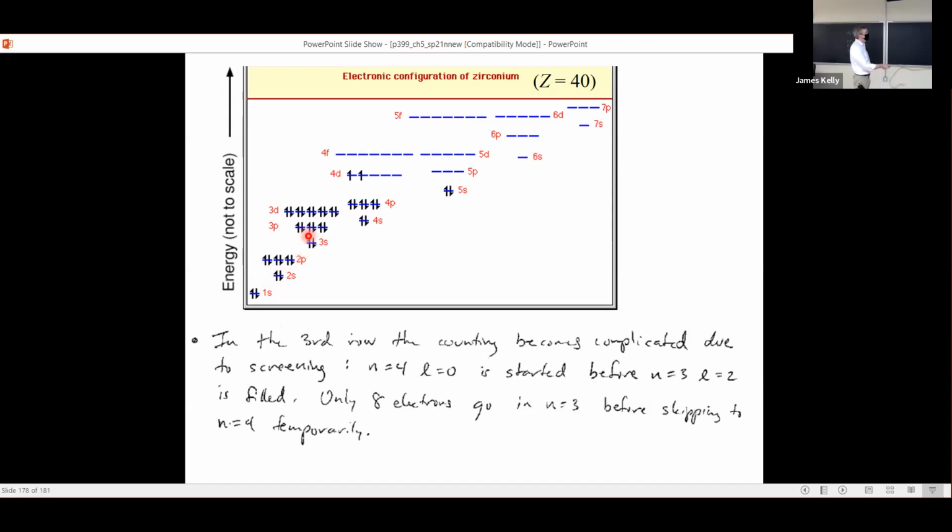Then we start filling up the 3s state and the 3p states, but before we get to the 3d states, those are the L equals 2 states, we start filling up level 4 and then jump back to level 3. All of this is you're just going up and filling in these levels one at a time, energy by energy, until you get up to Z equals 40, which partially fills the 4D states. That's L equals 2 for n equals 4.